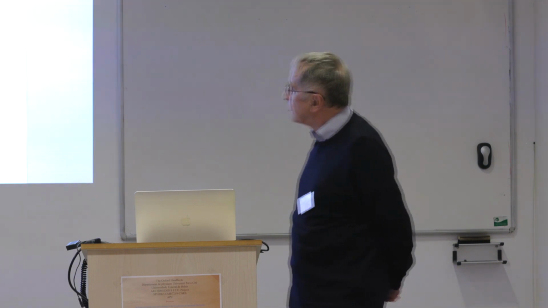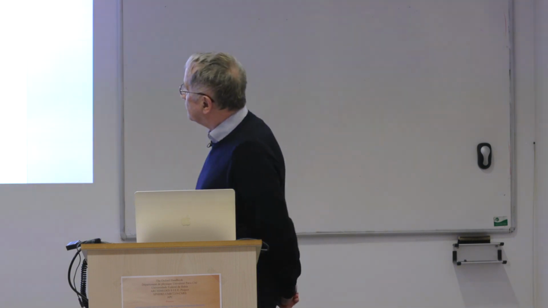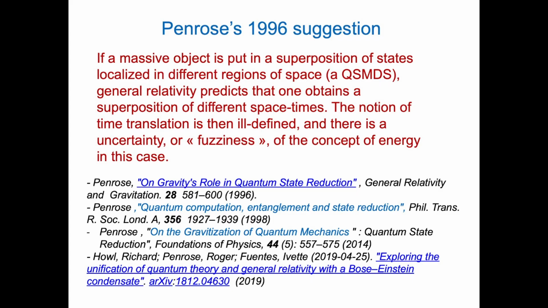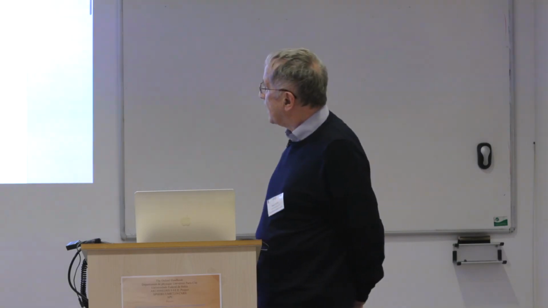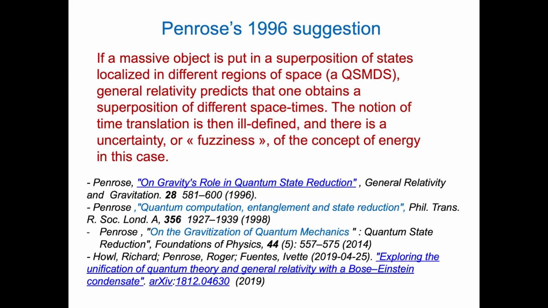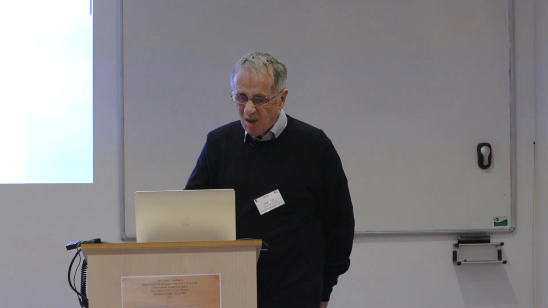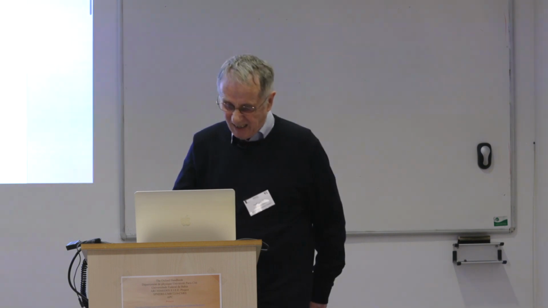And finally, the third non-standard idea I would like to discuss is Penrose's 1996 suggestion. He remarks that if a massive object is put in a superposition of states in different regions of space, I have my ball of lead here and there, in a superposition of these two possibilities, as Alan discussed, general relativity predicts that one obtains a superposition of different space-times, which is not so easy to conceive. And then the notion of time translation is ill-defined, and the energy has an uncertainty. I have given below a few references to Penrose's articles.